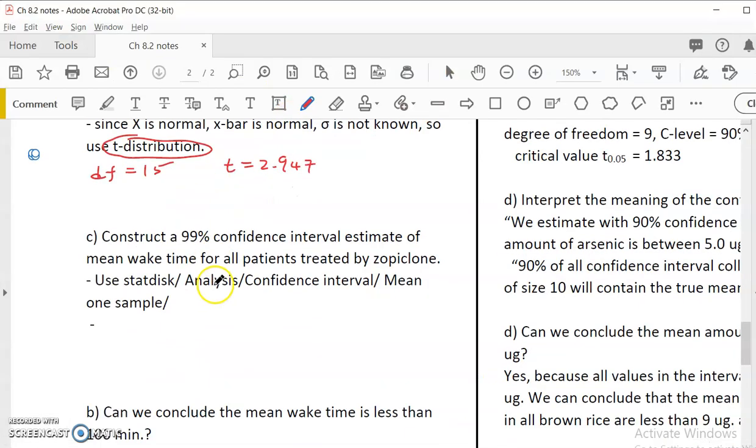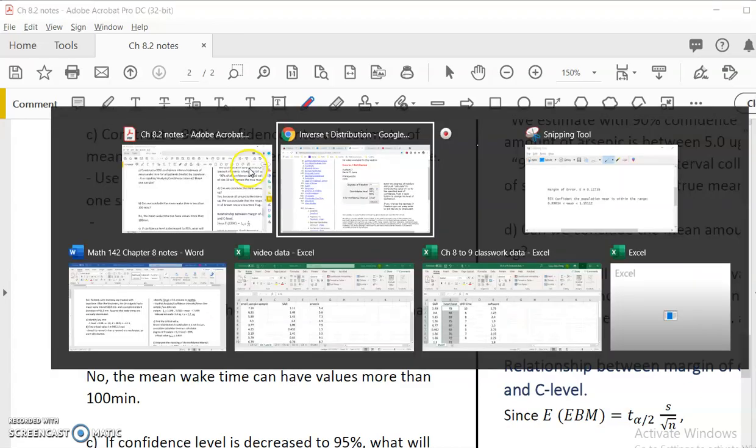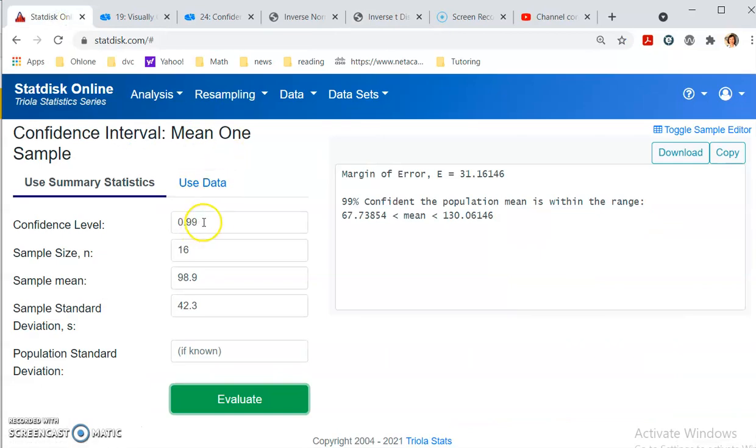But to construct the confidence interval, you just go to Statdisk, and we were working on it last time, and then the recording cut off. So I have put in 0.99, I have put in the sample size, the sample mean, and the sample standard deviation s, but no sigma. So don't put anything, and I evaluate, and this is the answer. The margin of error is 31.16, and the lower limit is 67.74 if I do 2 decimal places.